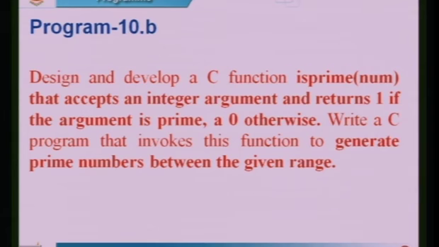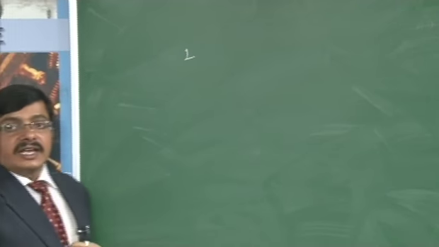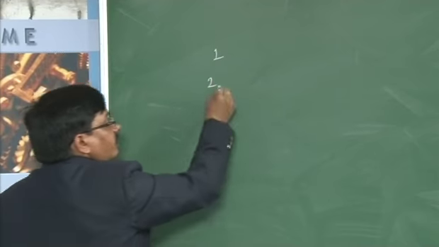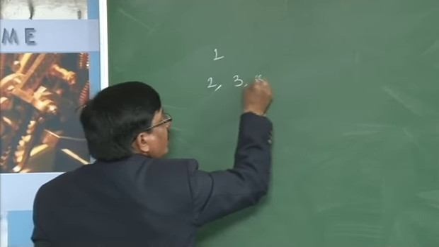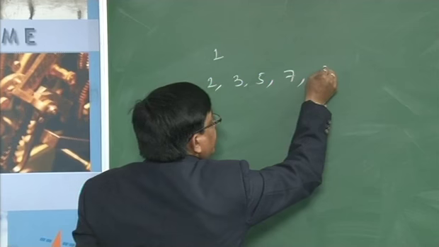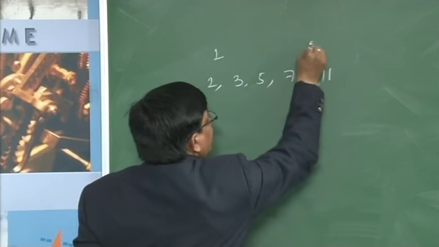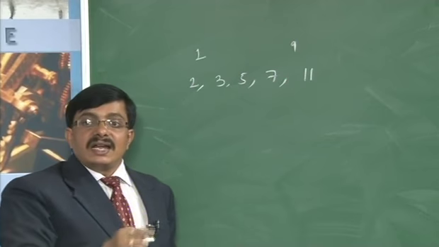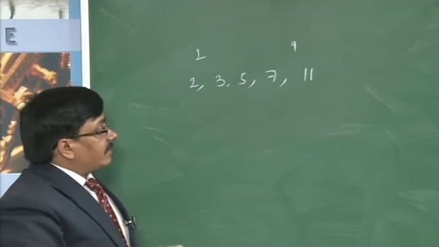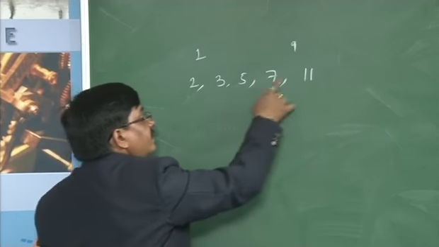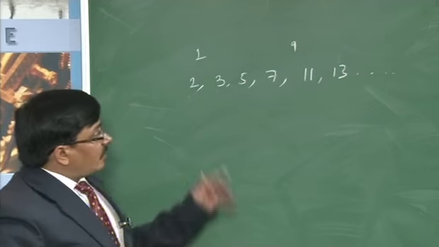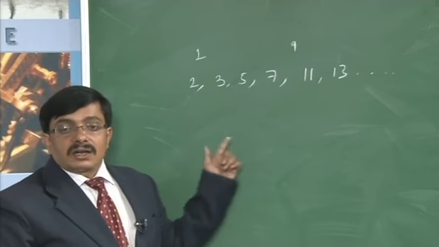Say for example, 1 is neither prime nor a composite value, right? The prime numbers start from the value 2. After this we get 3, 5, 7 and 11. 9 is not a prime number. It is divisible by 3. The numbers which are divisible by 1 and itself only are the prime numbers: 2, 3, 5, 7, 11, 13. These are the numbers which are divisible by only 1 and itself. So these are all the prime numbers.